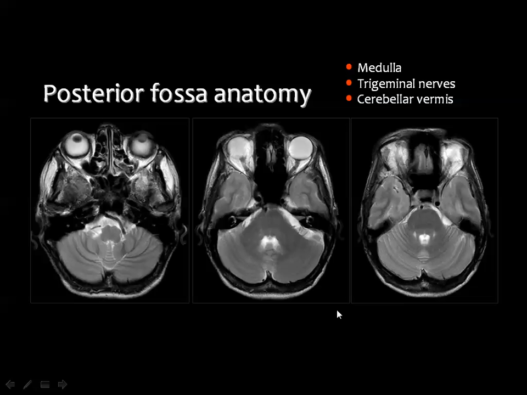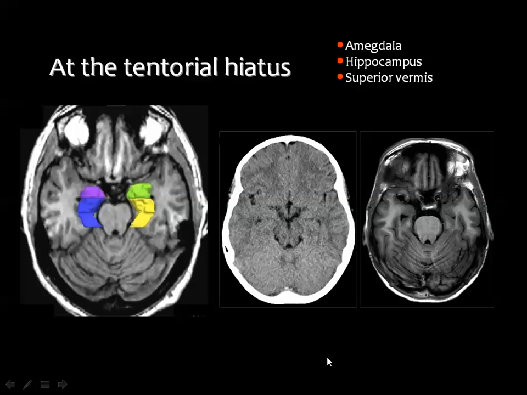Then if you reach this level, which is the level of the quadrigeminal cistern, the quadrigeminal cistern looks like a dish, and in the middle of this dish you can see a small structure filled by CSF, and this is the end of the fourth ventricle and the start of the aqueduct of Sylvius, which will connect the fourth ventricle to the third ventricle. At the level of the quadrigeminal cistern, you will see the midbrain.